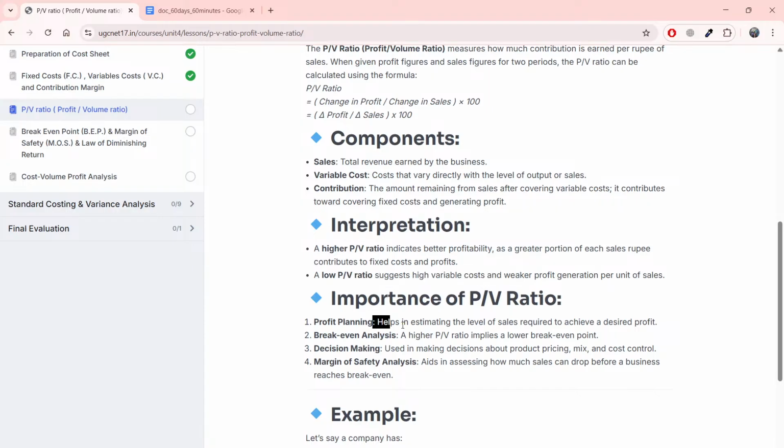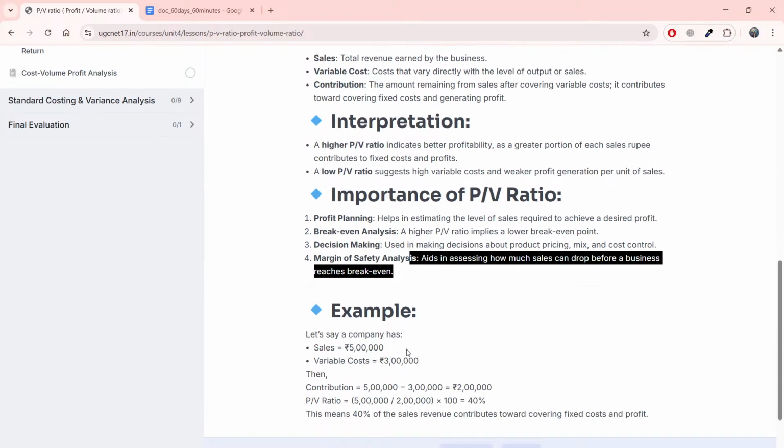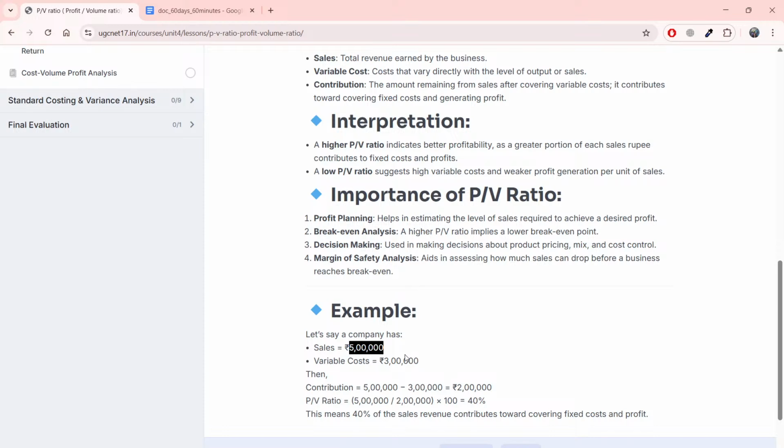Profit planning helps in estimating the level of sales required to achieve a desired profit. A high PV ratio implies a lower break-even point. Let's say a company has sales of 5 lakh and variable cost of 3 lakh.